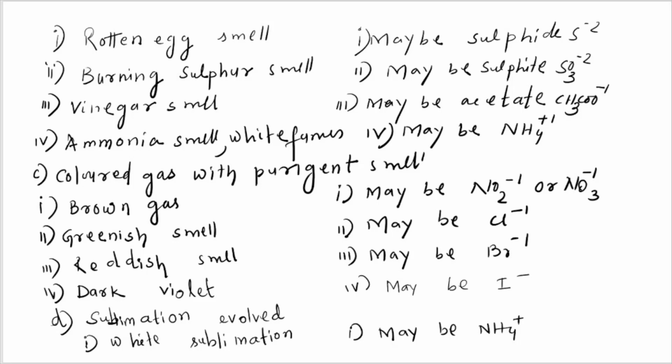Here we will see rotten egg smell. You know which gas will give rotten egg smell? Hydrogen sulfide. So it may be sulfide, S minus 2. What is the radical? S minus 2, that is sulfide.